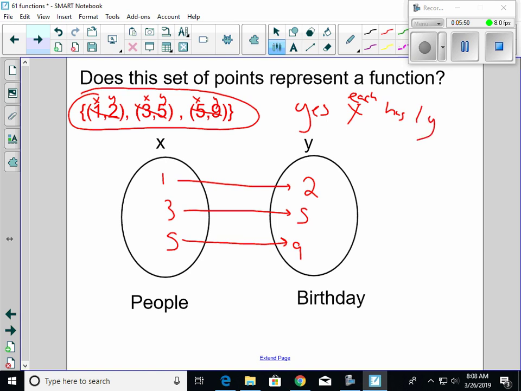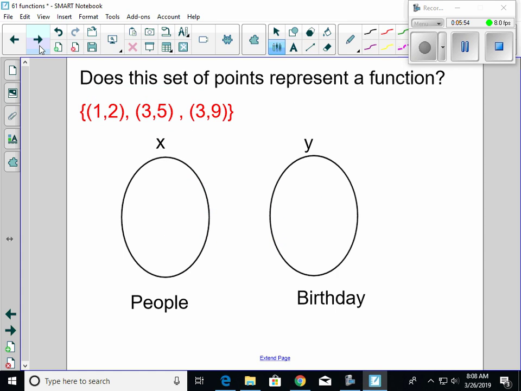Each person has only one birthday. Okay, let's look at another set of points. Okay, so x is 1, y is 2. So 1 would map to 2. When x is 3, y is 5. So 3 would map to 5. X is 3 again. So I'm going to have another thing coming out of that 3. 3 is also mapped to 9.